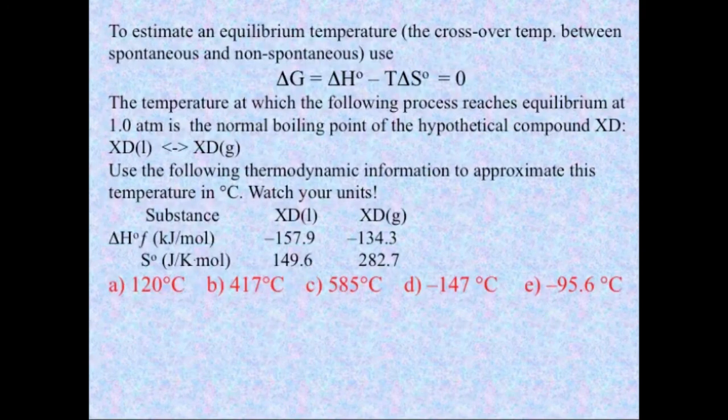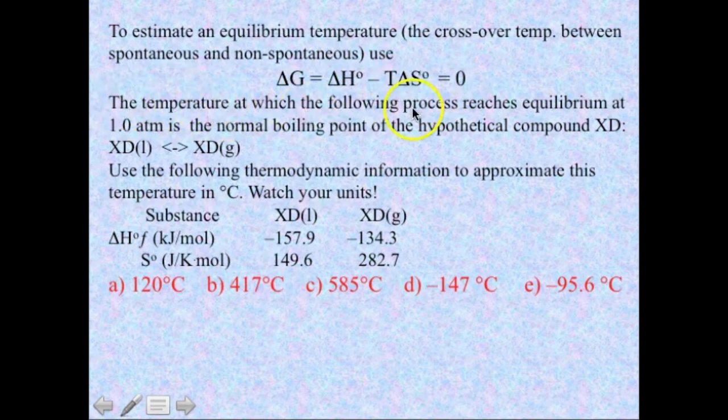Now, to estimate an equilibrium temperature, which is the crossover temperature between a spontaneous and non-spontaneous change, use the free energy equation set to equal 0. That's the equilibrium point. So let's try this one.